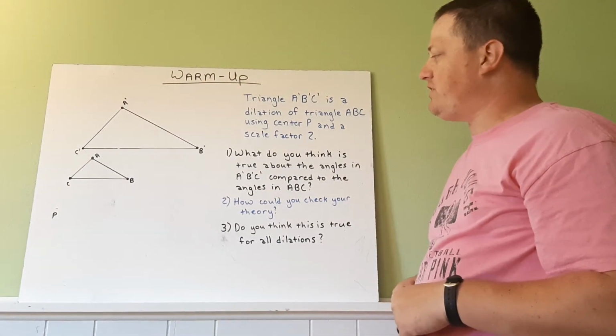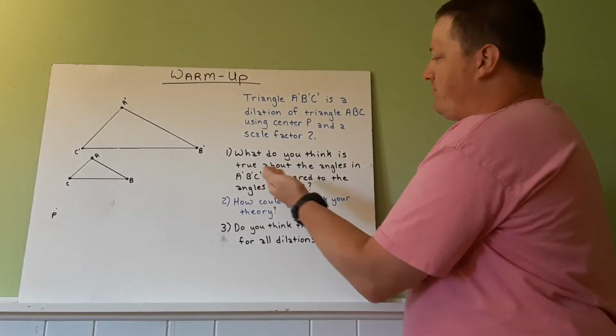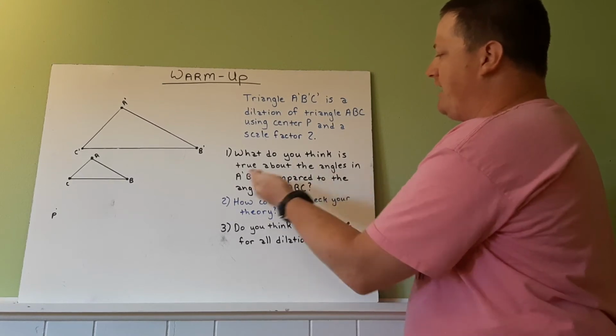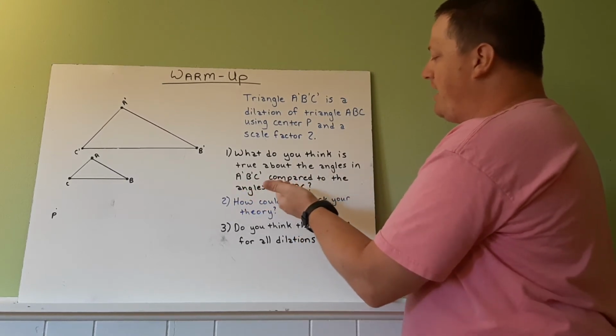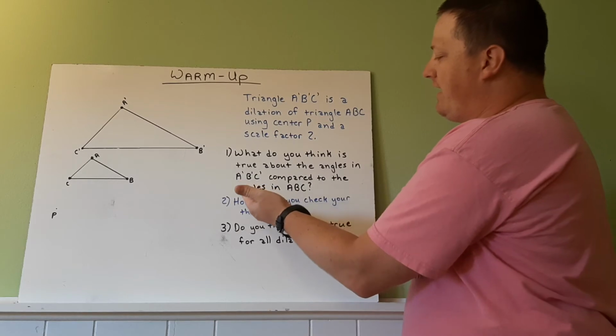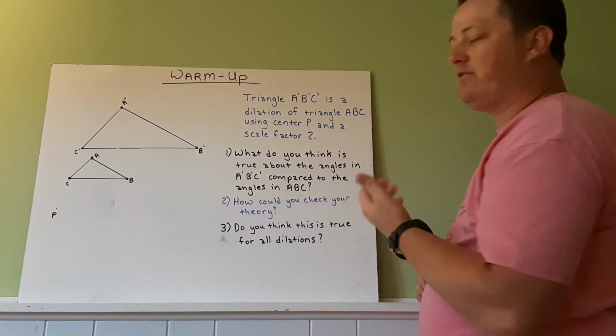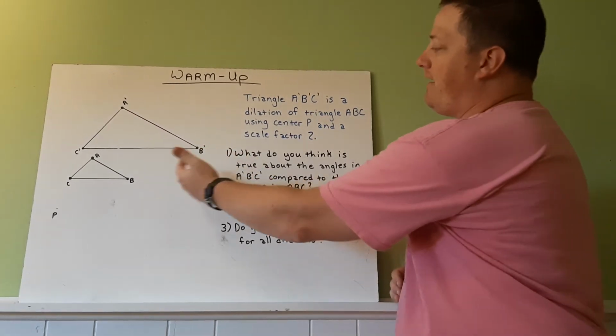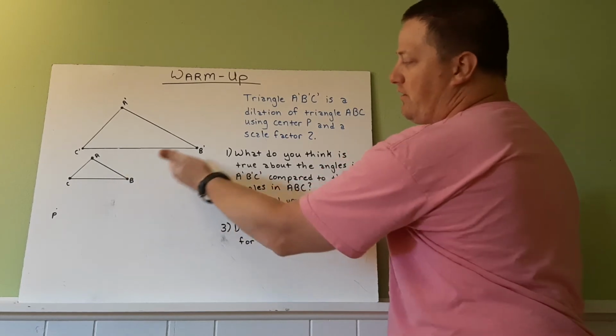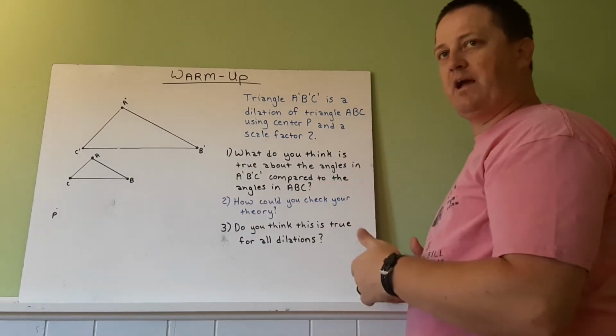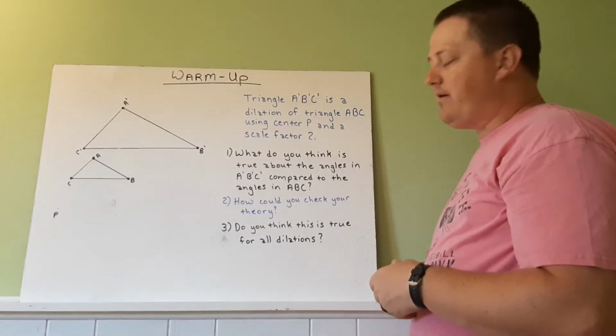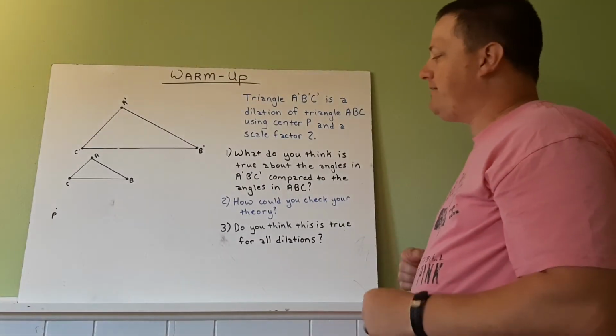What do you think is true about the angles in A prime, B prime, C prime compared to the angles in ABC? So an example would be, you're comparing angle B to angle B prime. Is it bigger? Is it smaller? Is it the same? You need to think about that.